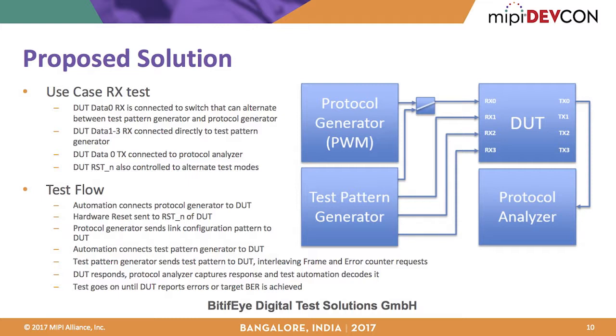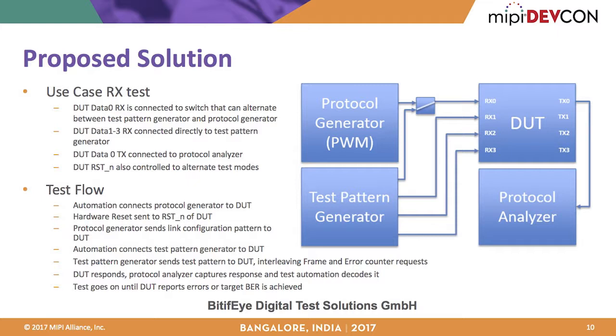the DOT data is connected to the switch. The data 0 is connected to the switch, so that they can alternate between the pattern generator and the protocol generator. The DOT data 1 to 3 RX are connected directly to the pattern generator. The DOT data 0 TX is connected with the protocol analyzer, and a DOT RST is also connected to the test mode.